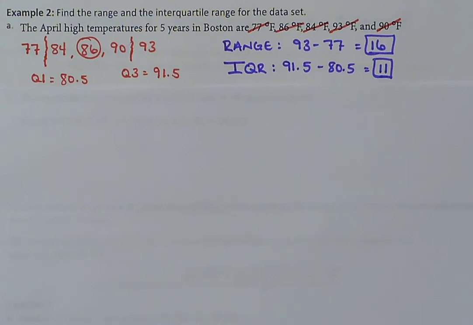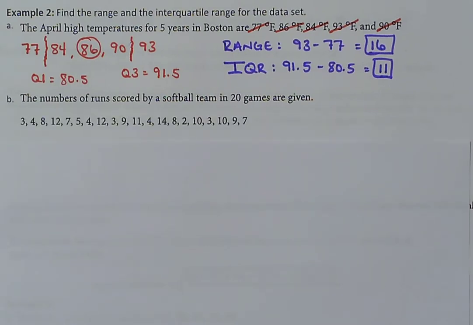So if we take a look at part B, we have the number of runs scored by a softball team in 20 games are given below. And as you see, it is a lovely set of data. So we have 3, 4, 8, 12, 7, 5, 4, 12, 3, 9, 11, 4, 14, 8, 2, 10, 3, 10, 9, and 7. So we have 20 different scores listed there. Our goal would be to put these in order from least to greatest. Now, I've already done that, so I'm going to write them in order.